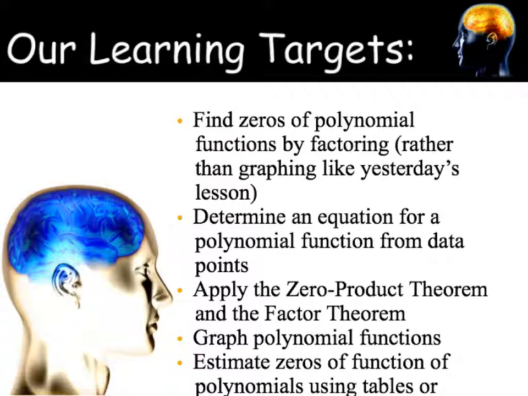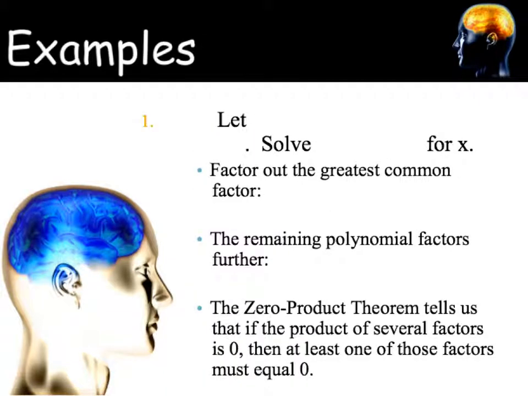We also want to be able to determine the equation of a polynomial function by looking at some data points or a graph of that function. We want to be able to apply what's called the zero product theorem and the factor theorem to be able to graph polynomial functions and then estimate their zeros by looking at either the graph and where it intersects the x-axis or by using the table on our calculator.